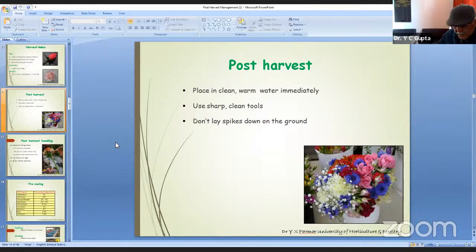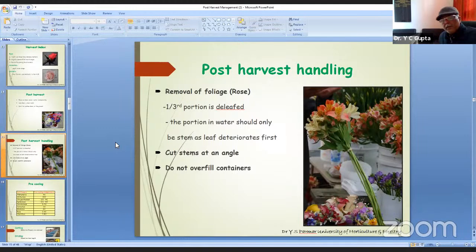Post-harvest handling starts with removal of foliage in the case of rose. One-third of the stem is de-leafed, and the portion in water should be only stem, as leaves deteriorate first. Cut the stem at an angle and do not overfill containers, meaning one-third of the container should be filled. These are the important points to remember during post-harvesting of flowers.